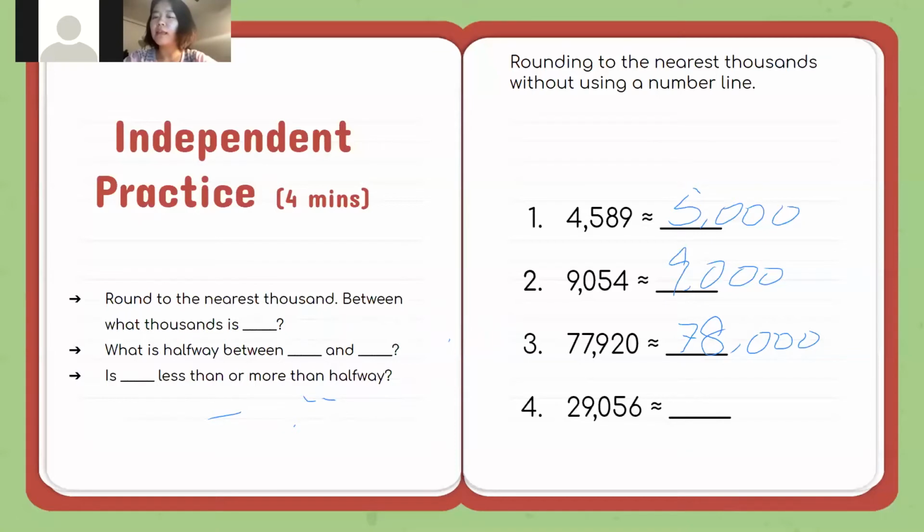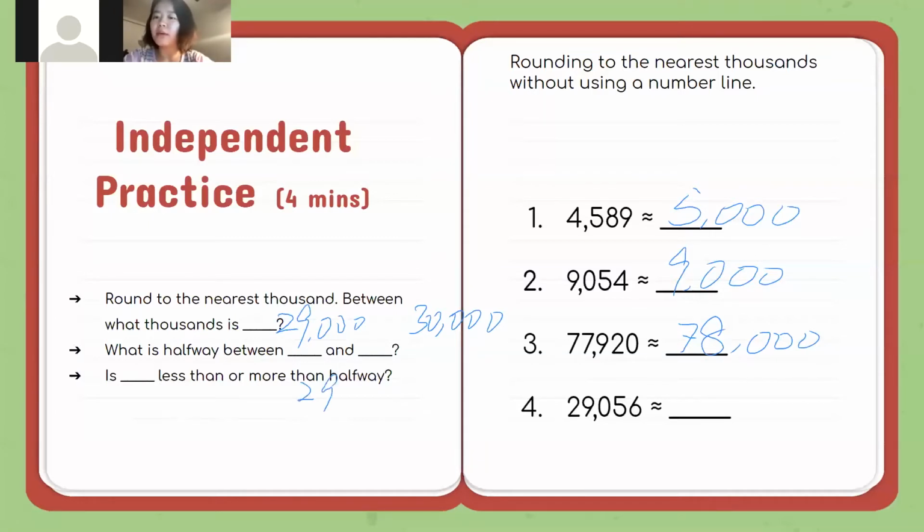Okay, and our last number, 29,052. So round to the nearest thousand. Between what two thousands is 29,056? The answer is 29,000 and 30,000. And what is the halfway between 29,000 and 30,000?